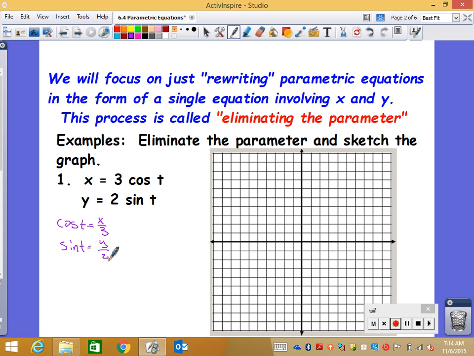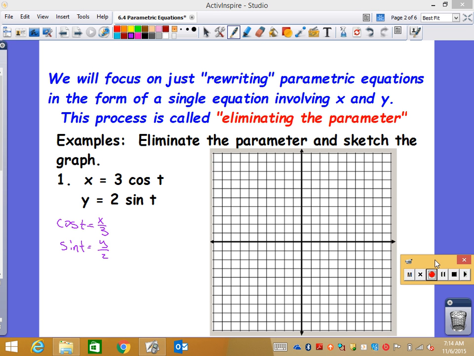Now the reason I do that is we're always going to be using one of our Pythagorean identities. If you go back to your formula sheet, you're given multiple different Pythagorean identities. We have to choose which one. Well, I have it in terms of cosine and sine, so I'm going to use the one that says cosine squared of t plus sine squared of t equals 1. That's one of my Pythagorean identities.